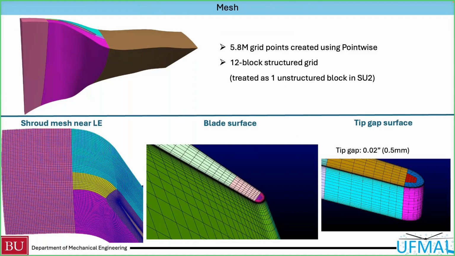These figures here are examples of the mesh at different locations. The first figure is the shroud surface, and the colors highlight the quadrilateral domains that define the structured blocks. The second figure is the blade surface with refinements near the leading edge and trailing edge, as well as the blade tip. And the third figure is the tip gap. The tip gap is 0.5 millimeters and includes 27 points in the radial direction.